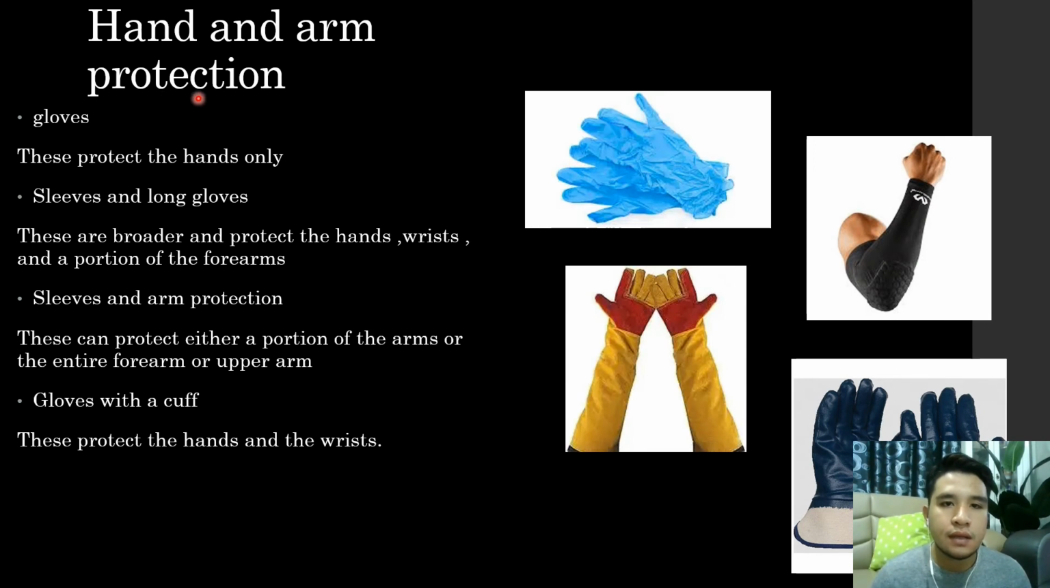Then hand and arm protection. For hand and arm protection, I choose four types. The first one is glove. This protects the hands only. Second, sleeve and long glove. These are broader and protect the hand, wrist, and a portion of the forearms. The third is a sleeve and arm protection. This can protect either a portion of the arms or the entire forearm or upper arm. And the last one is glove with a cuff. This protects the hands and the wrist.